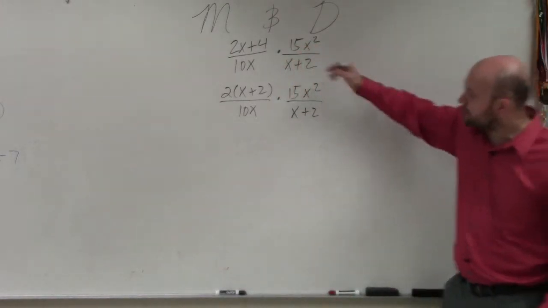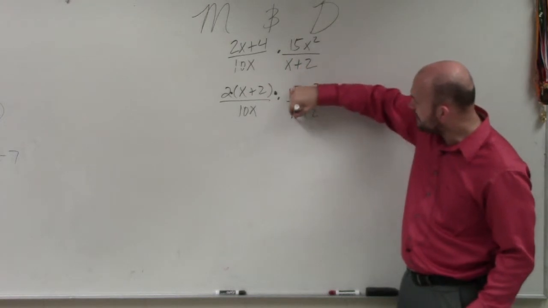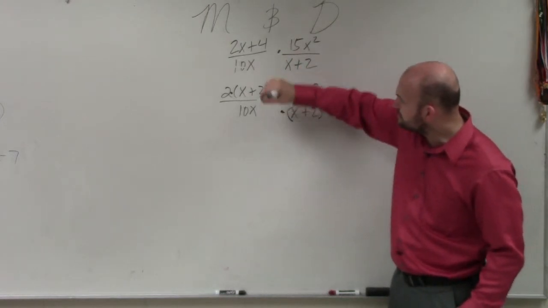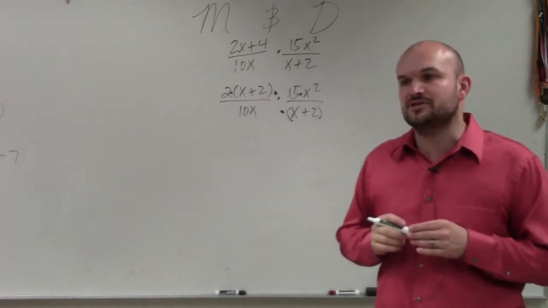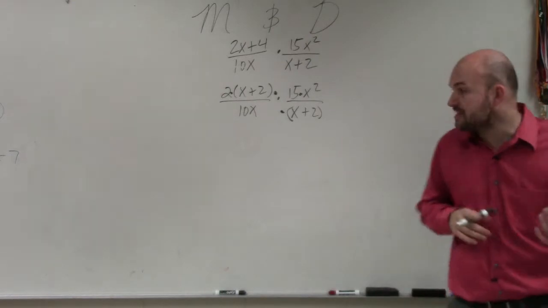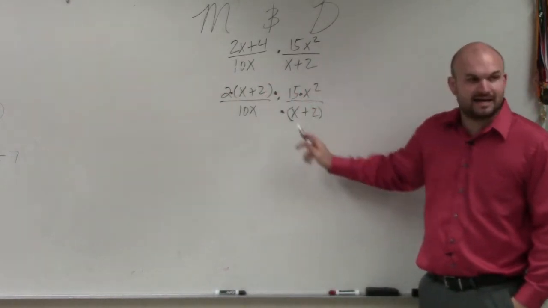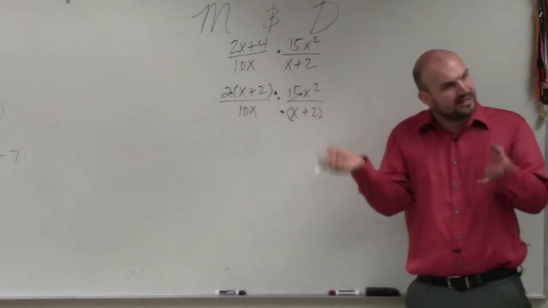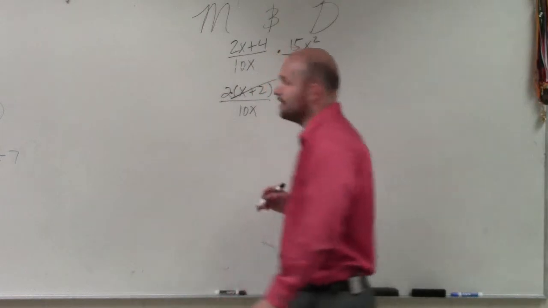Now, if you notice, every single term that I have is being multiplied by each other. So I can write these all as one expression, or I can also divide across multiplication. So therefore, I have (x + 2) divided by (x + 2).